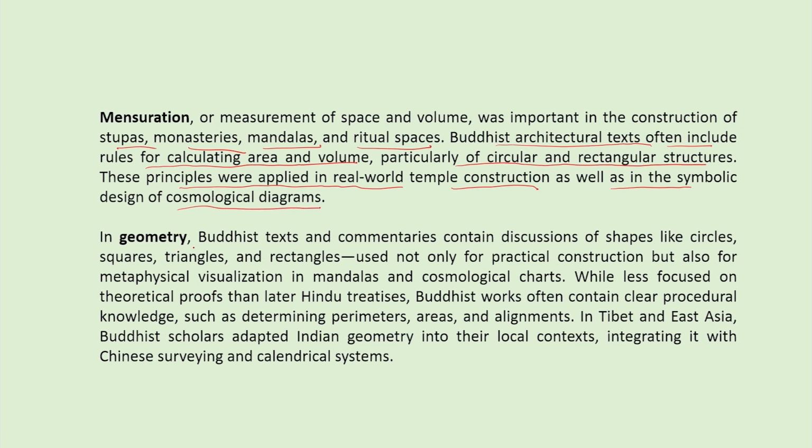In geometry, Buddhist texts and commentaries contain discussion on shapes like circle, square, triangle and rectangle, used not only for practical construction but also for metaphysical visualization in mandala and cosmological charts. While less focused on theoretical proof than later Hindu treatises, Buddhist works often contain clear procedural knowledge such as determining perimeters, areas and alignments. In Tibet and East Asia, Buddhist scholars adapted Indian geometry into their local context, integrating it with Chinese surveying and calendrical systems.